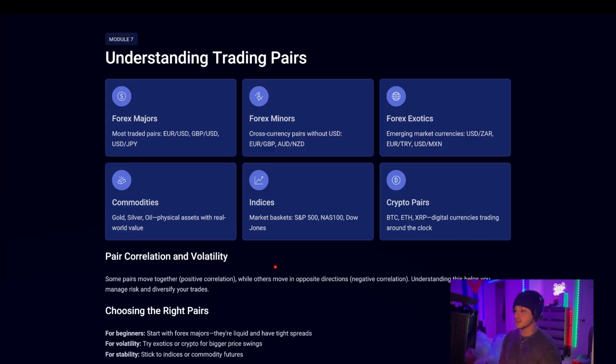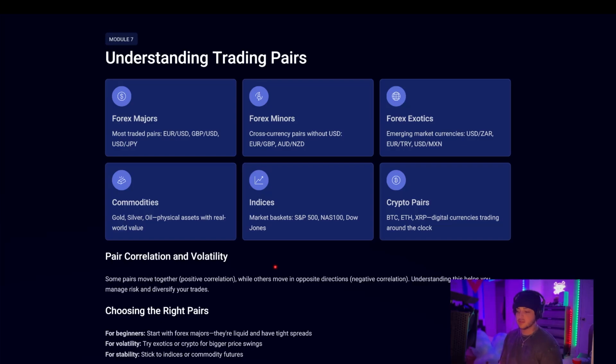So, pair correlation and volatility. Some pairs move together, positive correlation, while others move in opposite directions, negative correlation. Understanding this helps you manage risk and diversify your trades, right? So if I'm trading Great British Pound versus the USD, and the USD does bad, the Great British Pound is going up. If the USD is doing good, GBP USD is going down. We call that GU for short, but GU is going down if the US dollar is doing good, because they trade against each other.